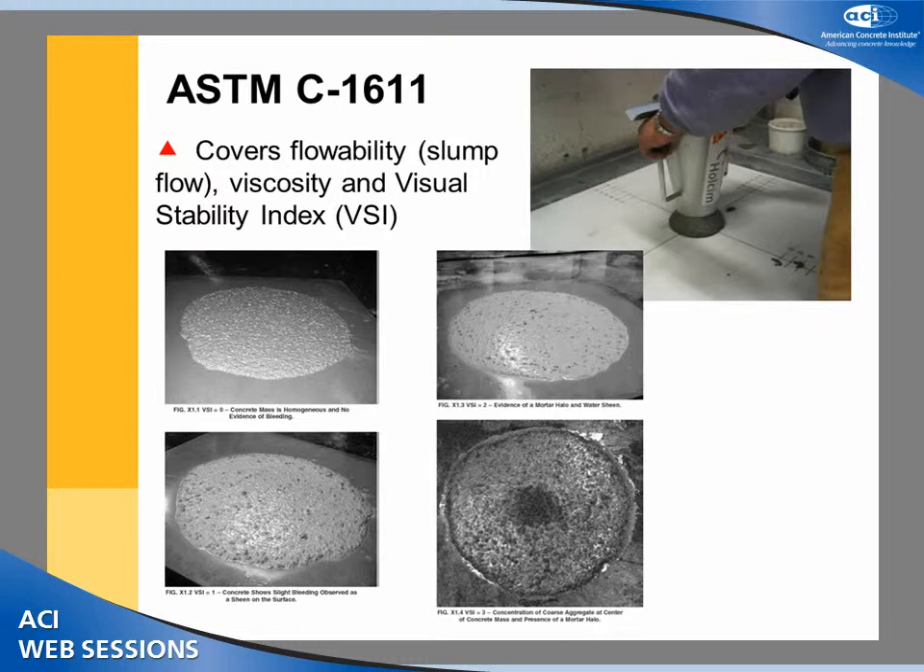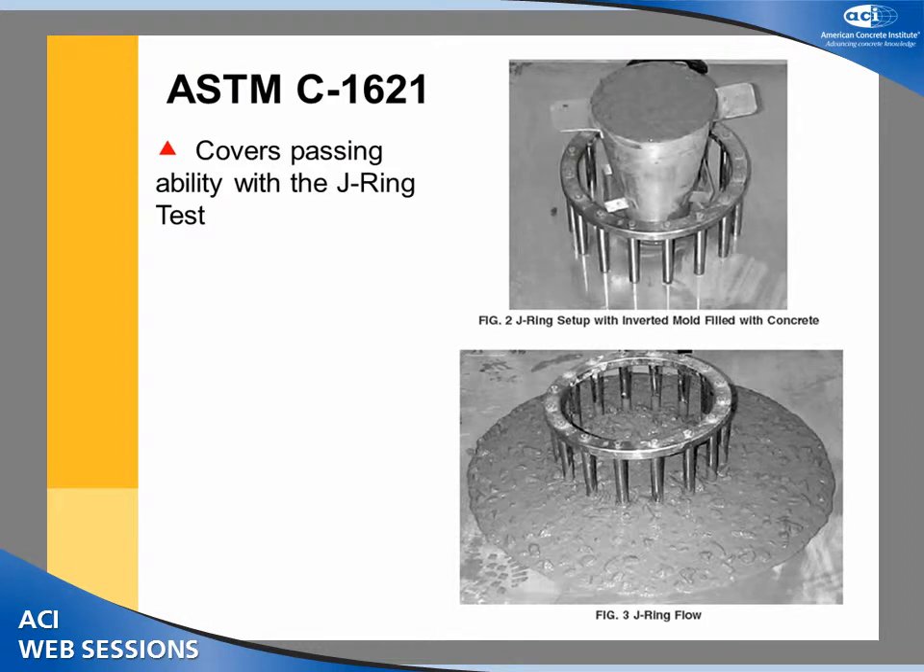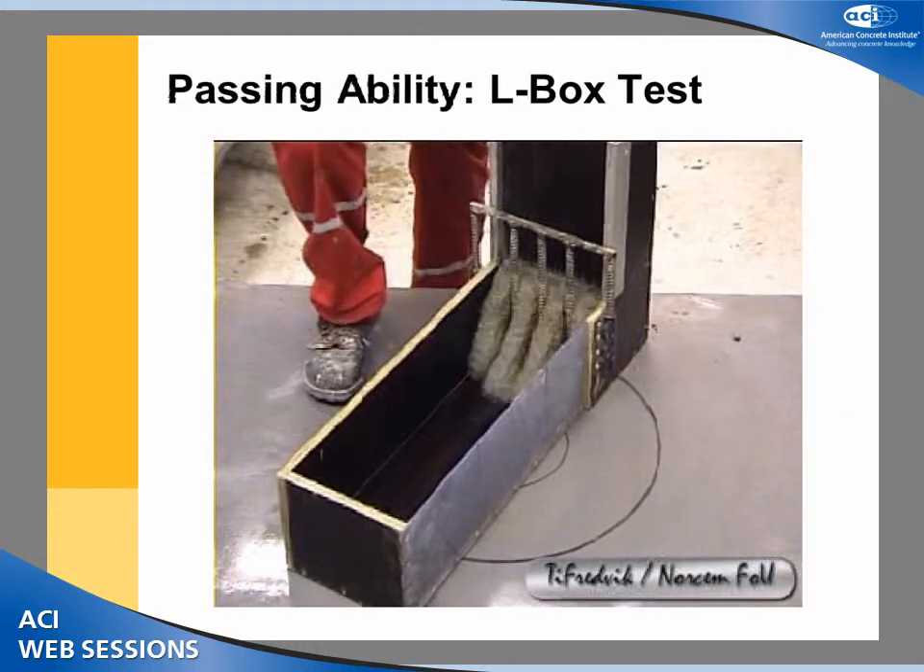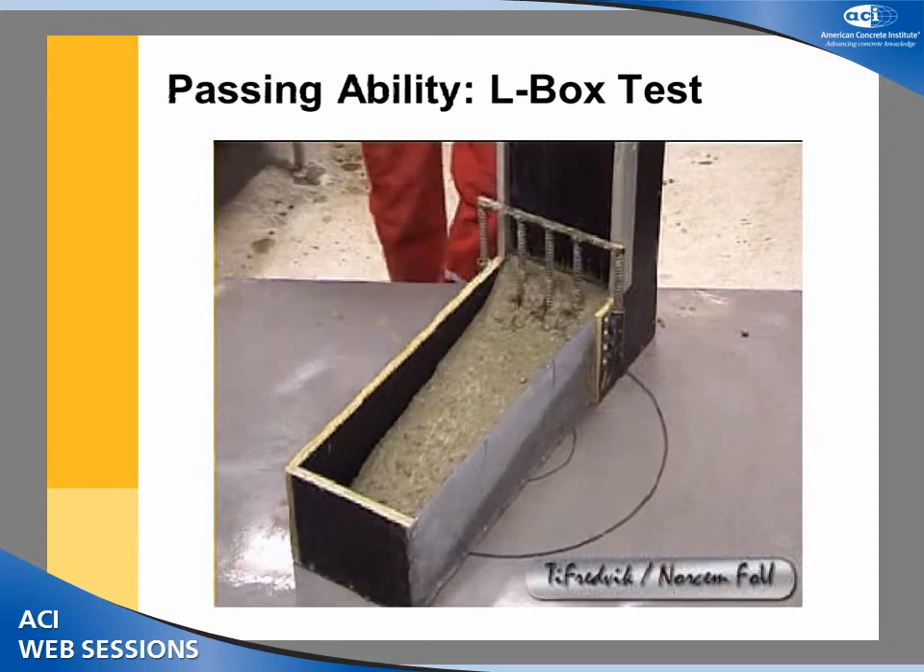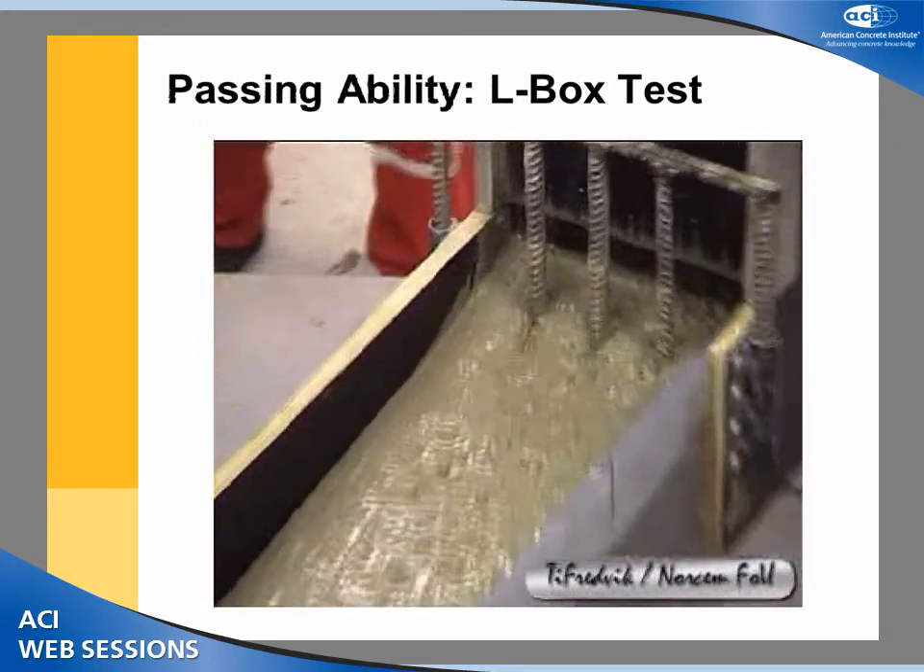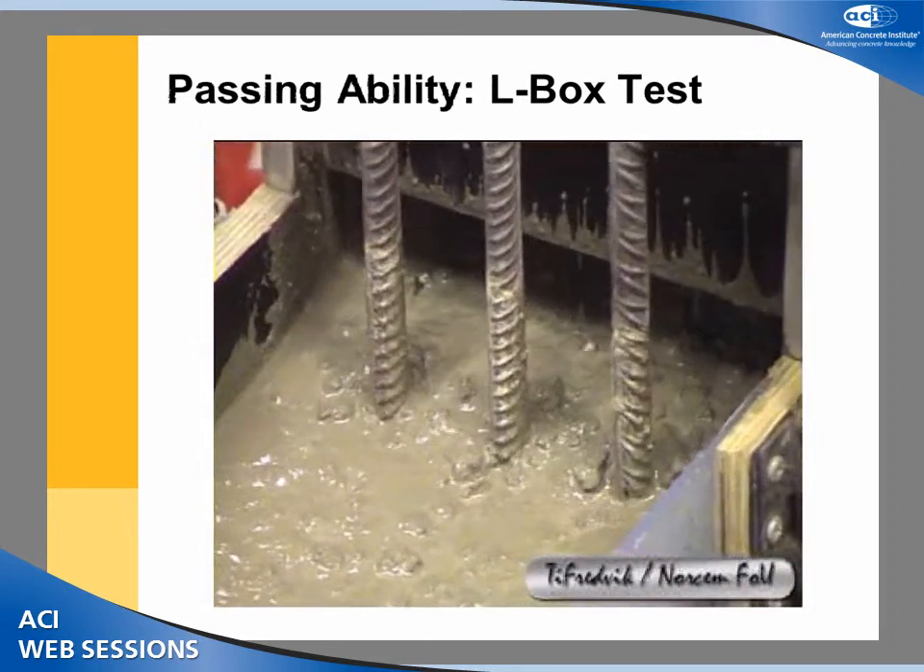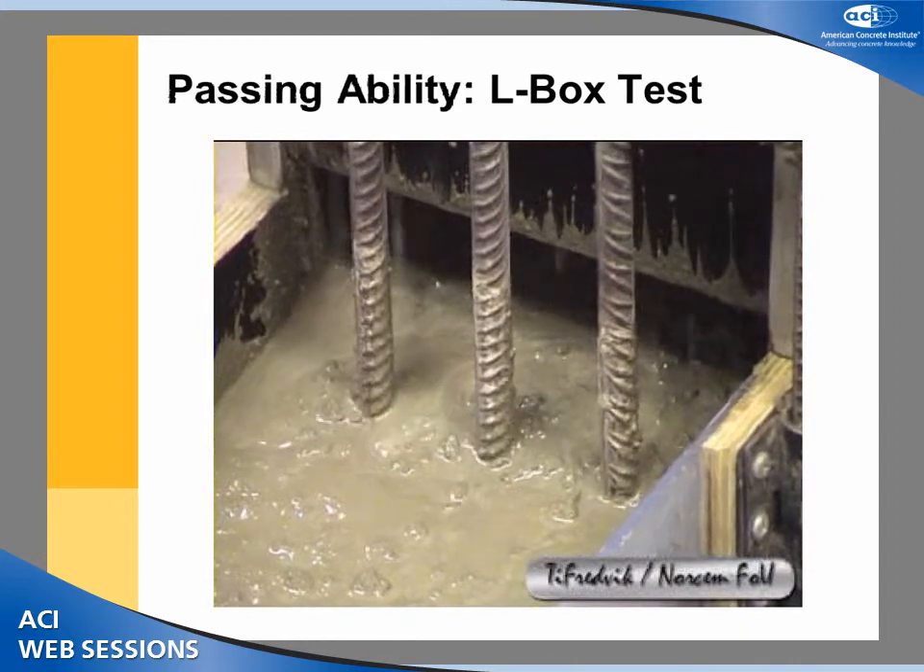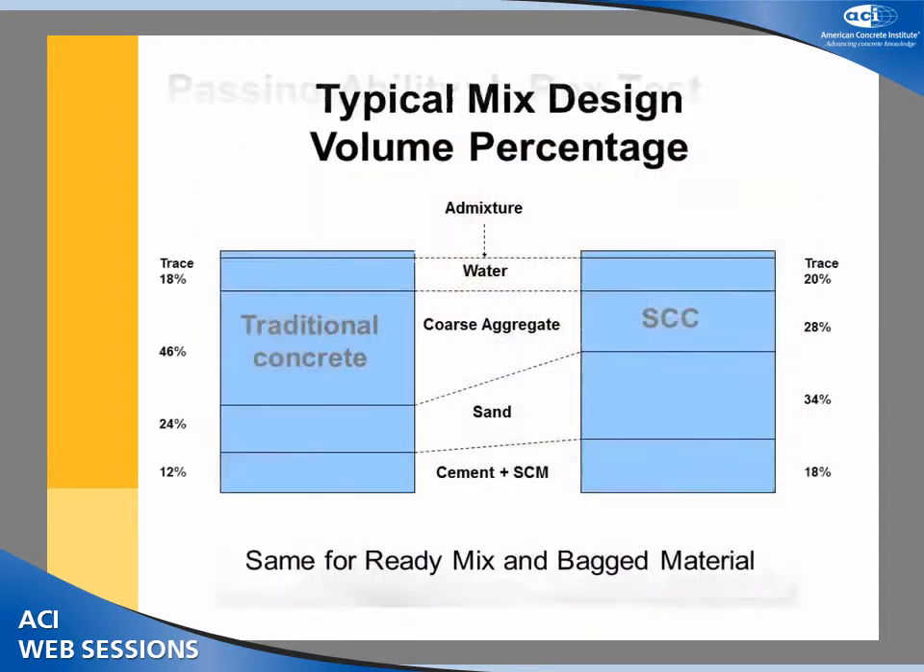The flow cone method, basically 1611. The same test is used to measure the fluidity of an SCC in a bag. The J-ring test method, the same test method is used to measure the fluidity and the passing ability of the SCC that is being produced in a bag. And of course, the L-box test, you can see, whether it's an SCC in a bag or conventional SCC being produced in a concrete precast factory, it's the same test.